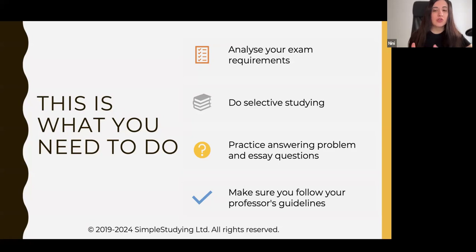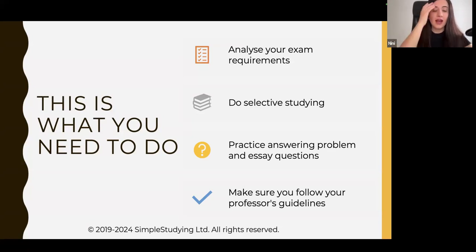And finally, make sure you follow professors' guidelines. By this, we mean that sometimes professors have a specific structure that they want you to follow. For example, they want you to start in a specific way, and then the order, they give you very specific guidelines as to how they expect you to write the answer.